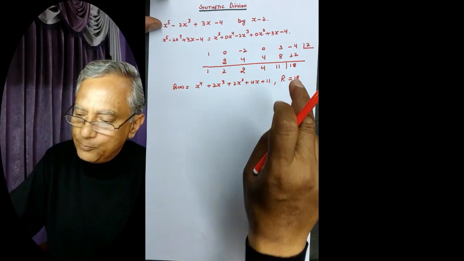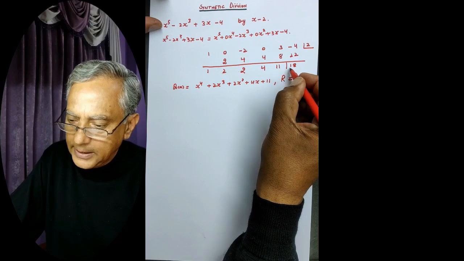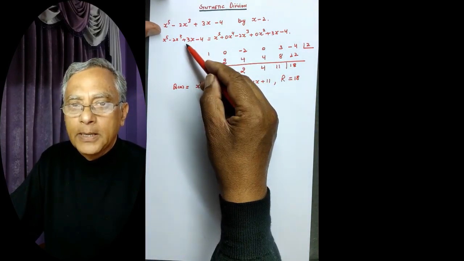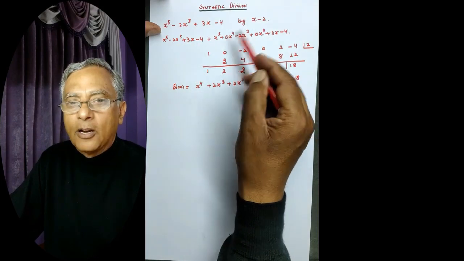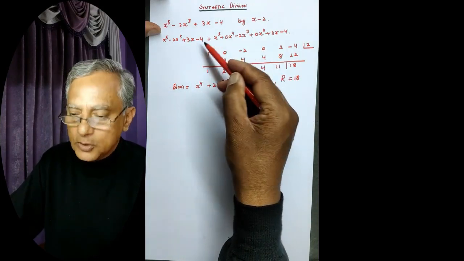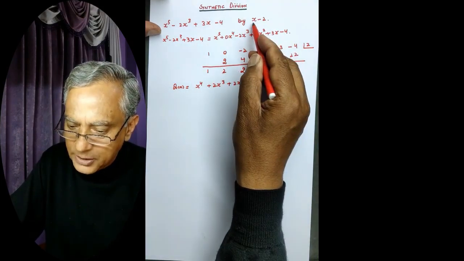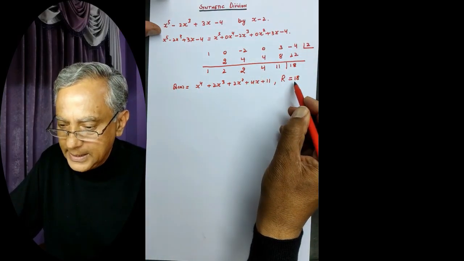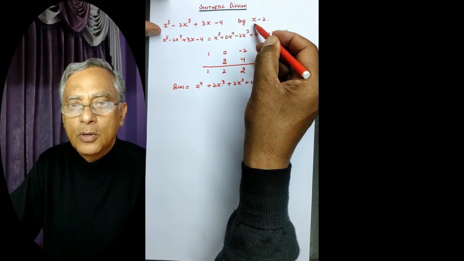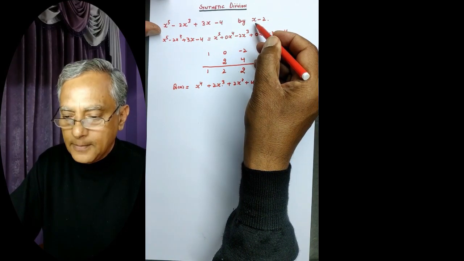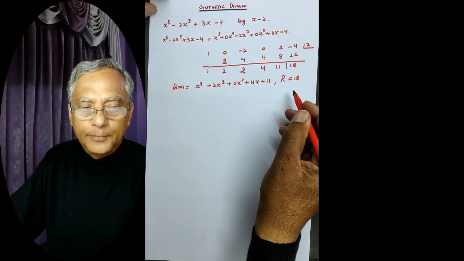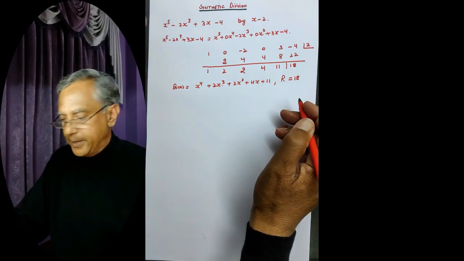If in a question you get remainder as 0, then this will mean x minus 2 divides this polynomial. That is, x minus 2 is a factor of this polynomial. So one of the factors will be x minus 2 and the other will be this. If remainder is 0, then this and this will be the two factors. I will illustrate it by taking an example. One more example I am taking.